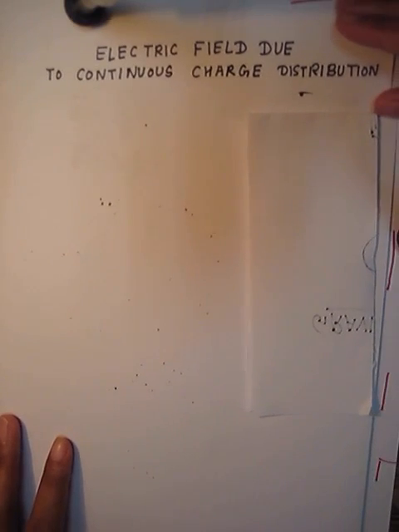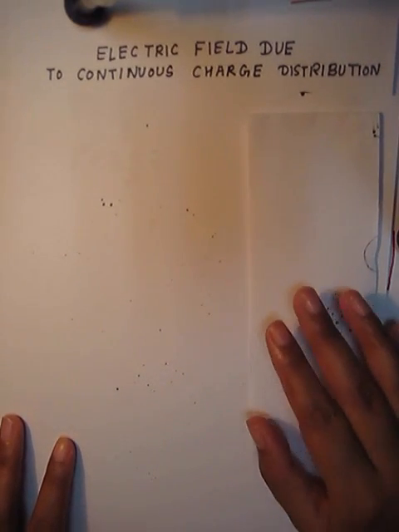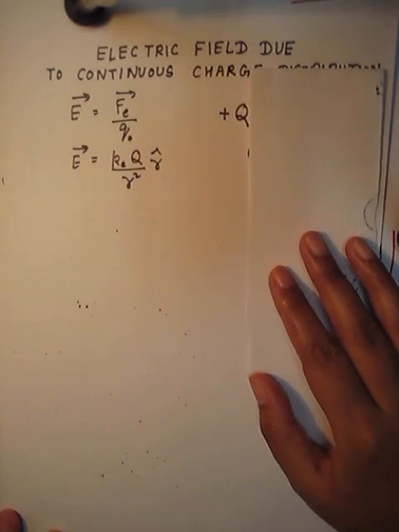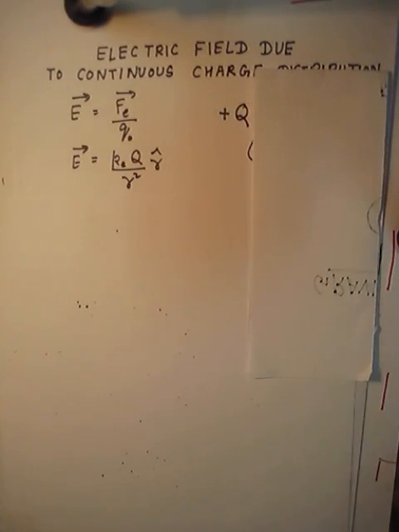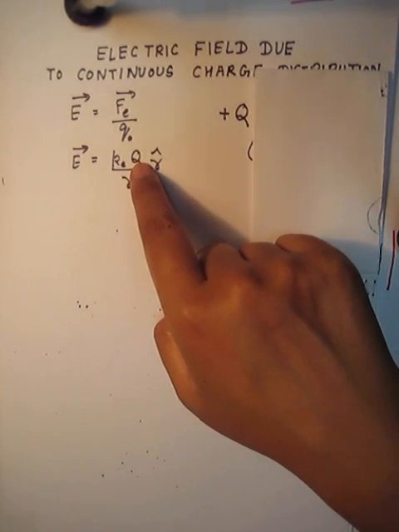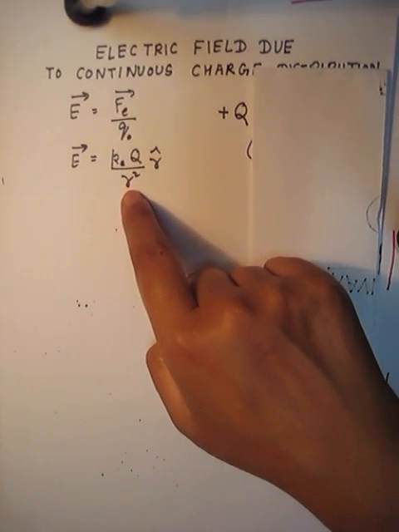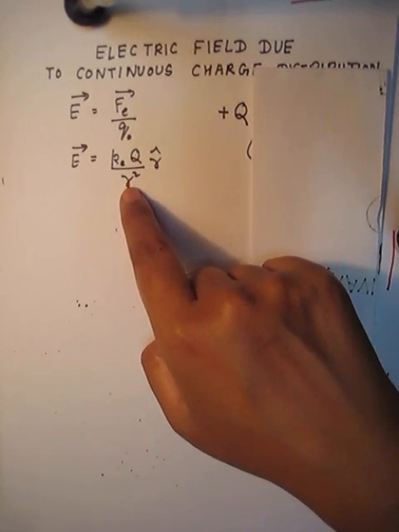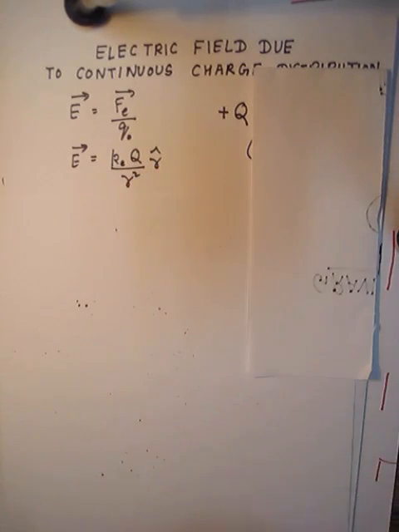We're going to study about electric field due to continuous charge distribution. Now, if you have any charge Q, then electric field is defined by electric force per unit test charge. And so electric field is given by a constant into the source charge divided by the distance from the source charge to the point we want to find out electric field into the R unit vector.